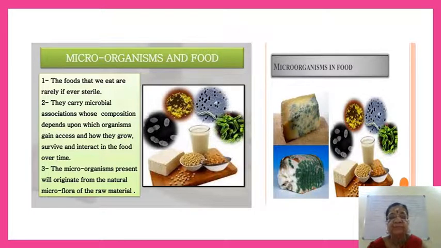அடுத்தது வந்து microorganisms in food. In what way they are present? The food that we eat are rarely, if ever, sterile. They carry microbial association whose composition depends upon which organisms gain access and how they grow, survive and interact in the food over the time. And the microbes present will originate from the natural microflora of the raw material.